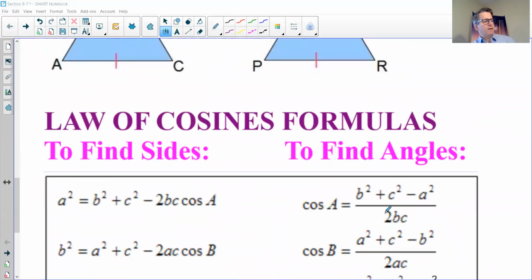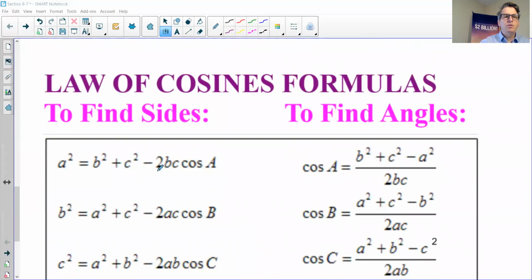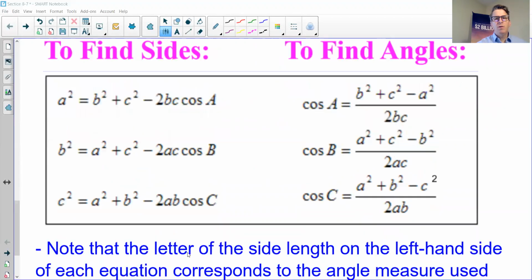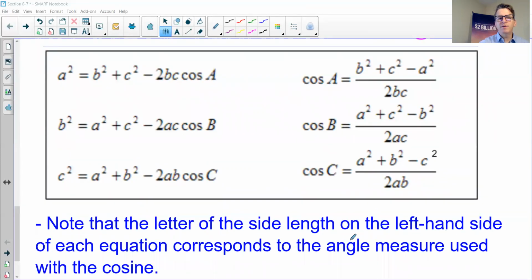The law of cosines formulas. a squared is equal to b squared plus c squared minus 2 times b times c times the cosine of A. b squared is equal to a squared plus c squared minus 2 times a times c times the cosine of B. c squared is equal to a squared plus b squared minus 2 times a times b times the cosine of C. Note that the letter of the side length on the left side of each equation corresponds to the angle measure used with the cosine.